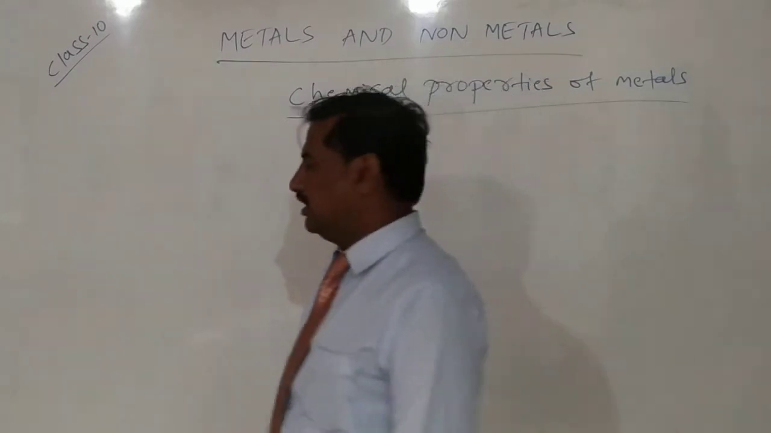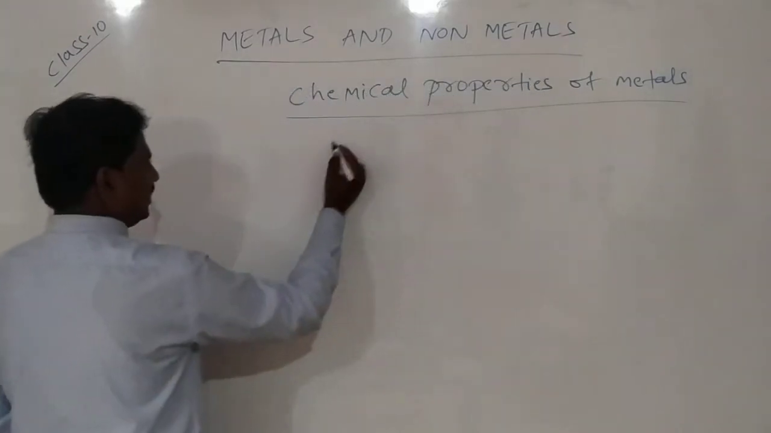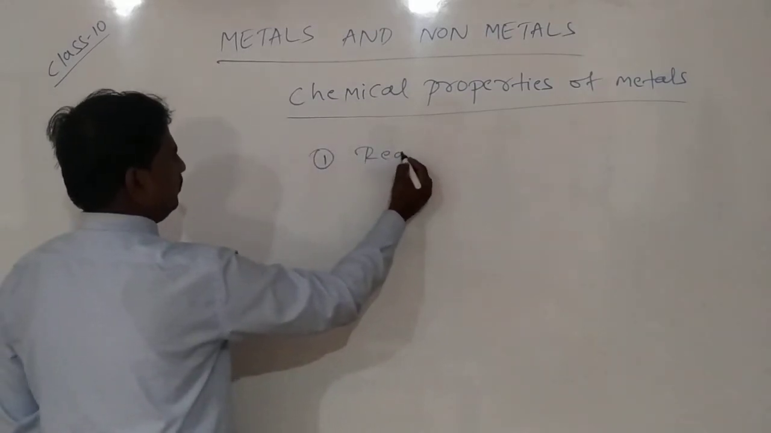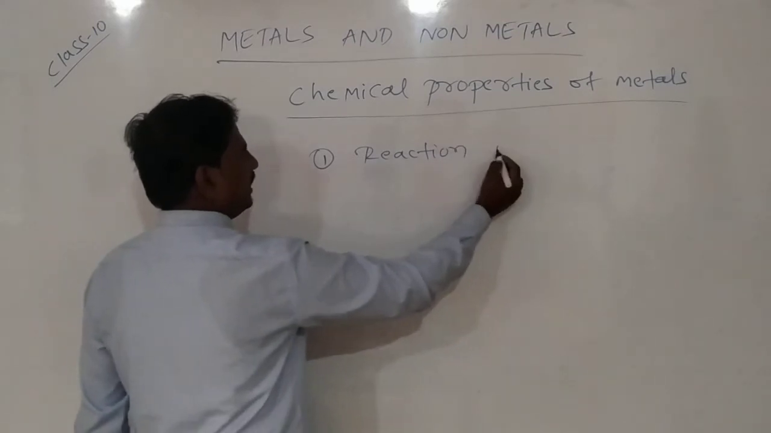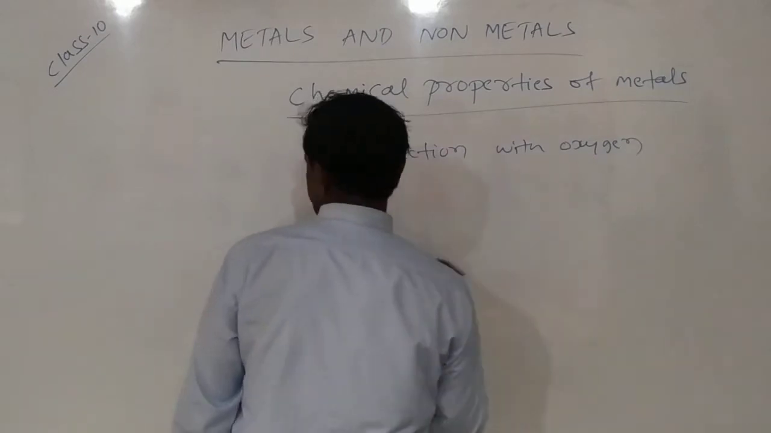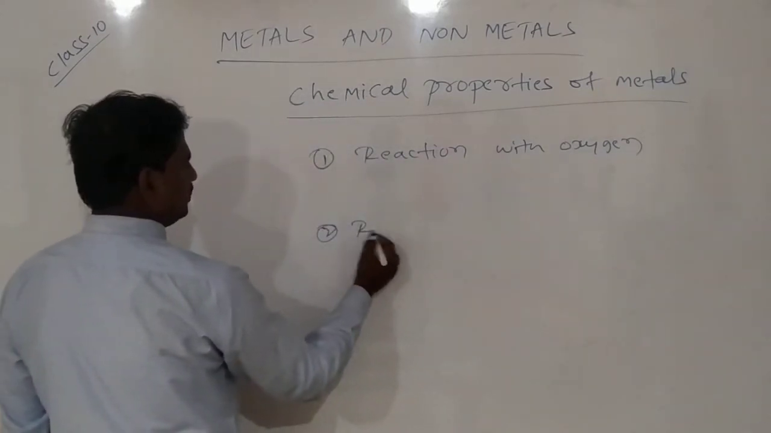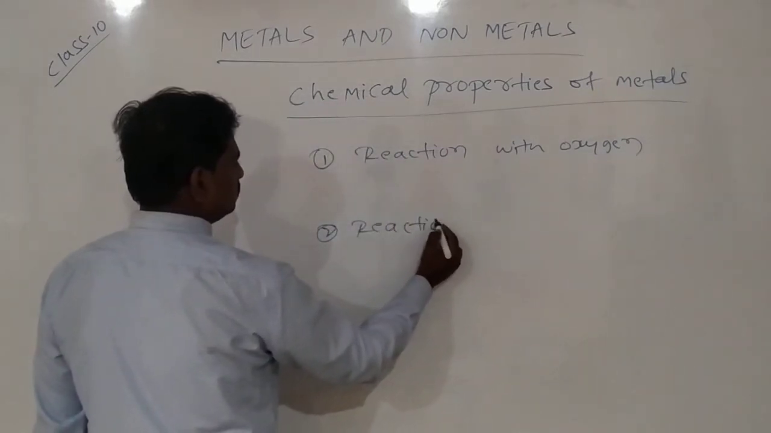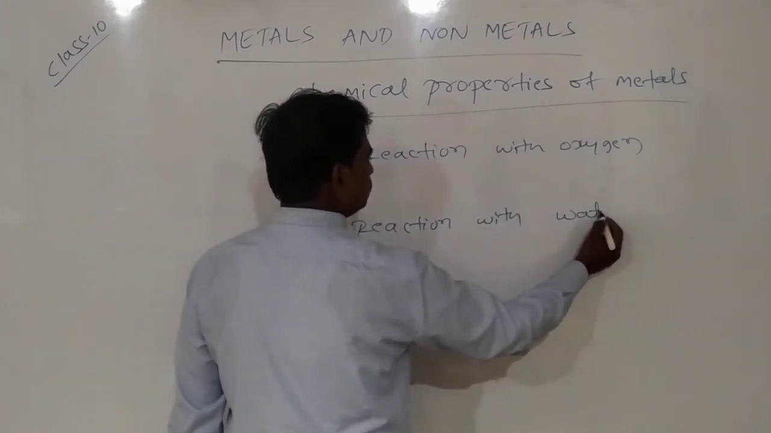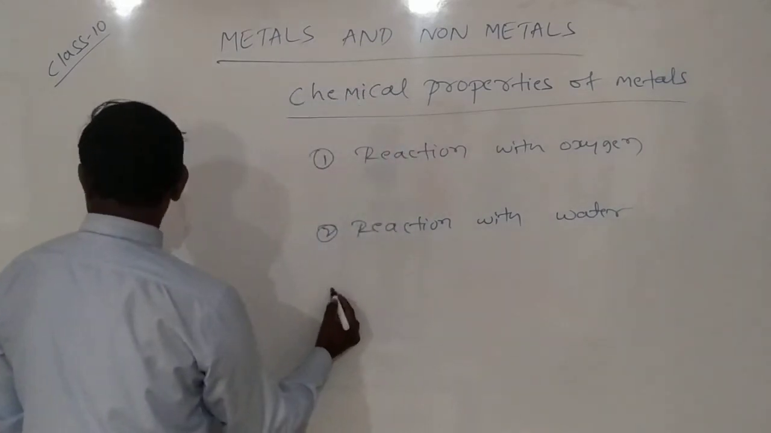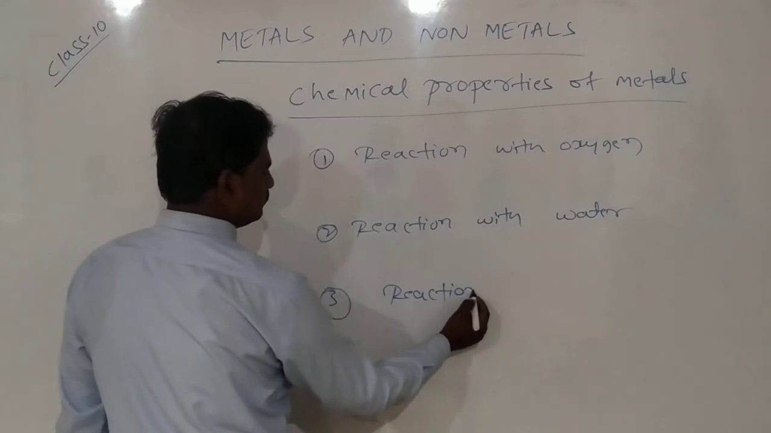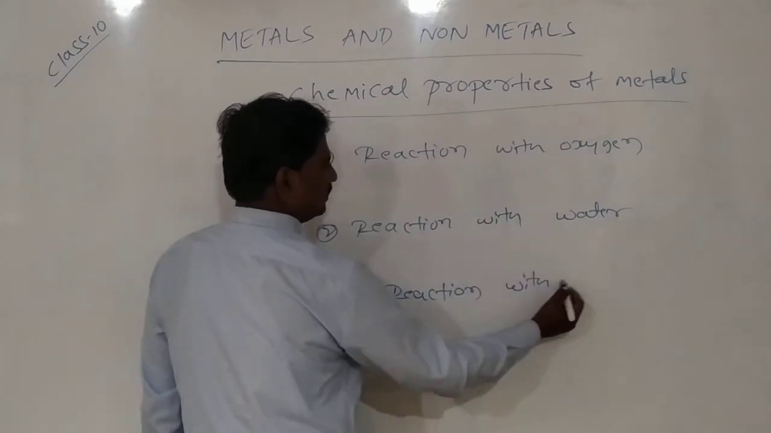Okay, here we have to study the chemical properties. In the chemical properties, the metal reactions: reaction with oxygen. Second one, reaction with water. Third one, reaction with acids.